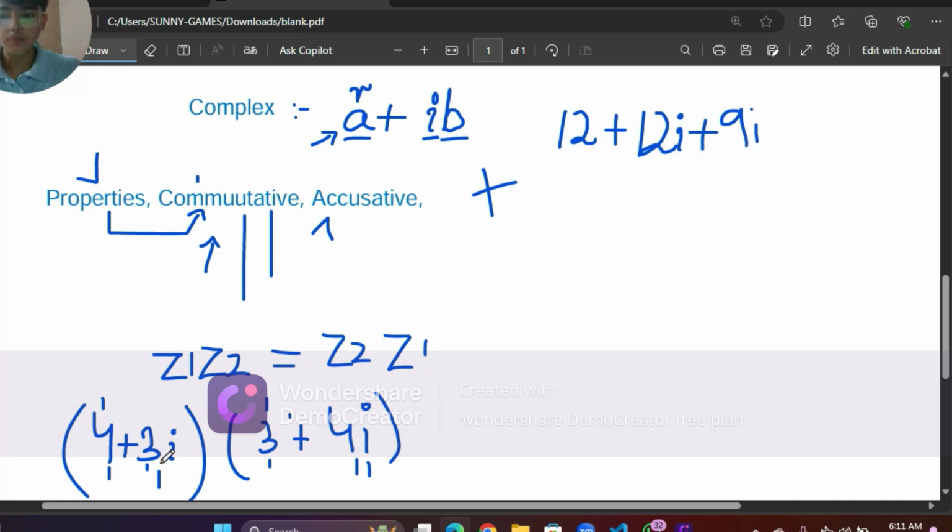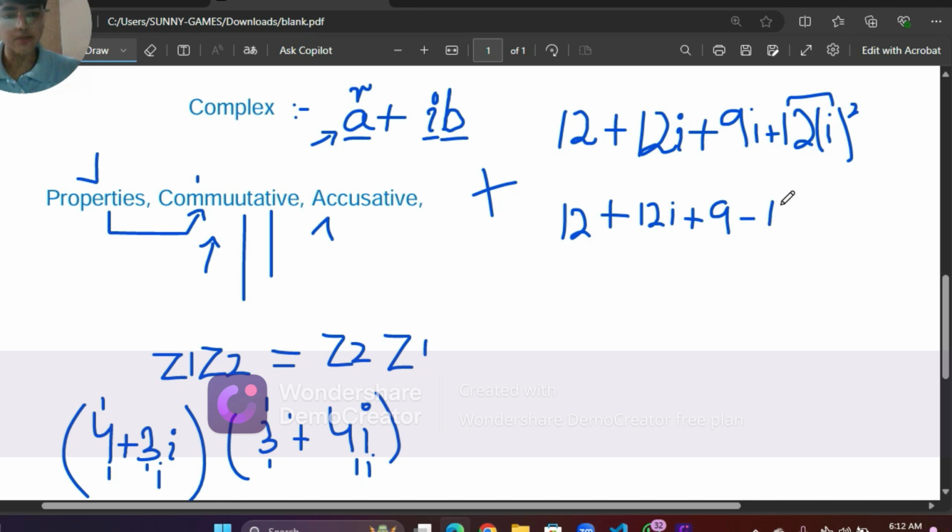And if I do 3 iota multiplied by 4 iota, that will give me 12 iota square. Iota square gives me minus 1, so 12 multiplied by minus 1 gives me minus 12. After this you just simplify it and have your answer.